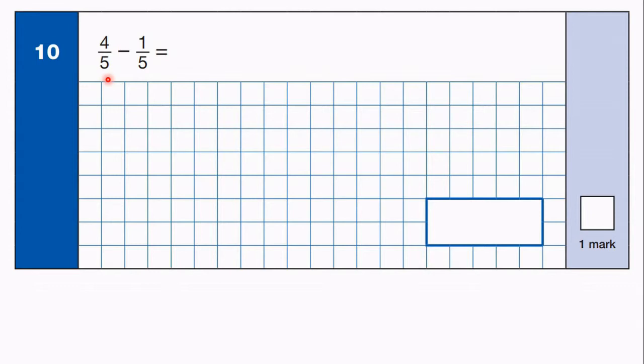Question 10. 4/5 minus 1/5. We can see that we already have a common denominator of 5, so the denominator in our answer stays the same. And then we can just subtract the numerators, and 4 minus 1 is 3. So our answer is 3/5.